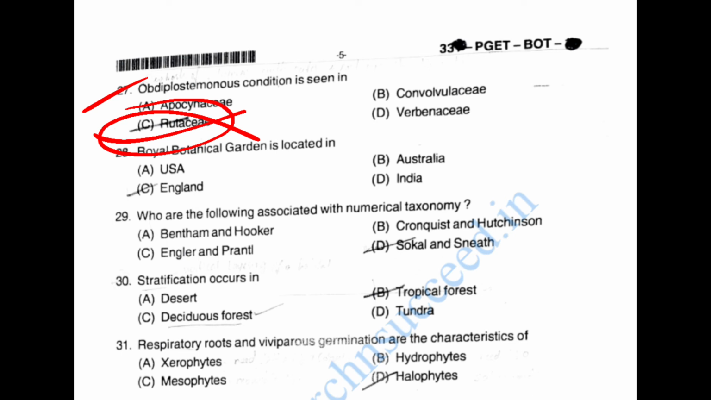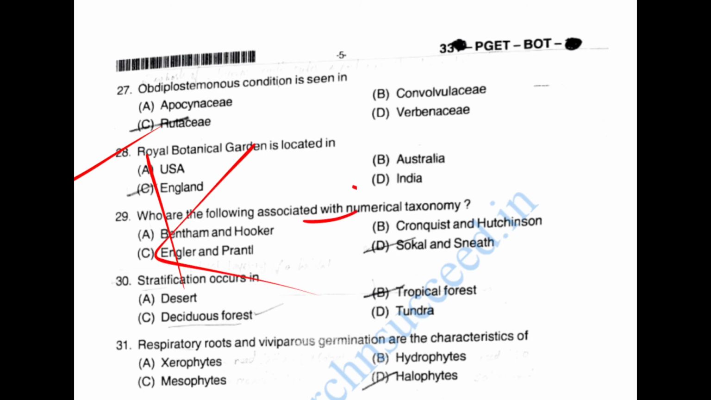Okay. 28. Royal Botanical Garden is located in. Okay. Royal Botanical Garden is located in Kew, that is London, that is England. Kew, England. Clear?